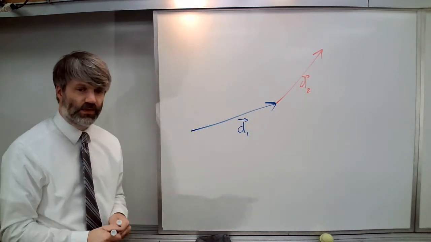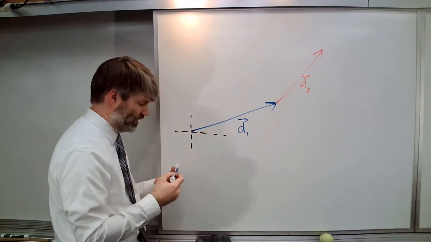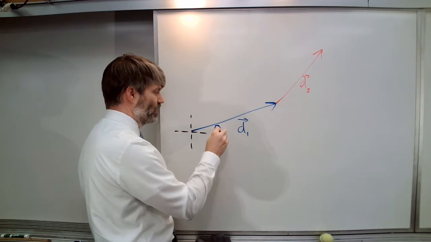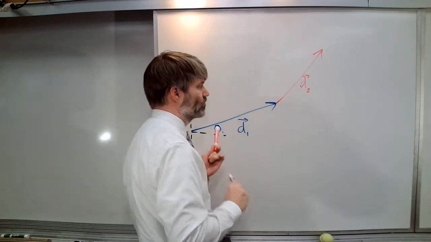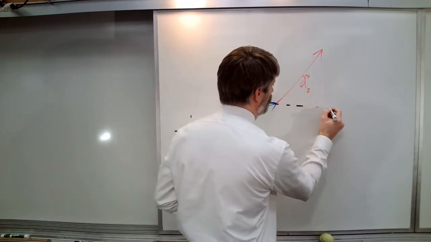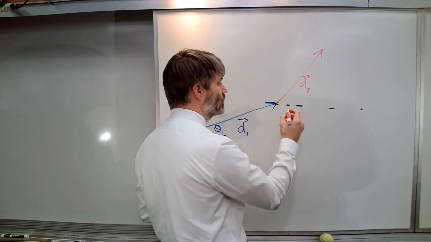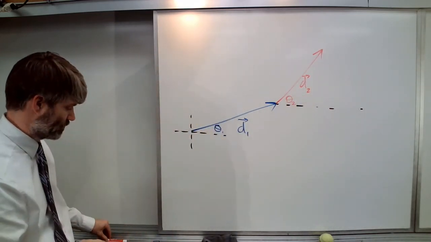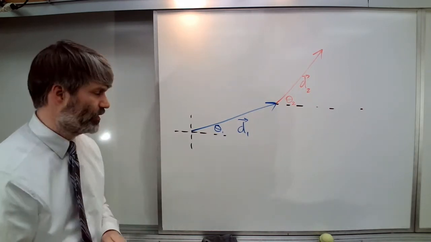I'm going to throw in some little coordinate axes just for reference here. We'll call this theta 1. Up here we'll have theta 2. So we'll have those for reference when we break them up into their components.